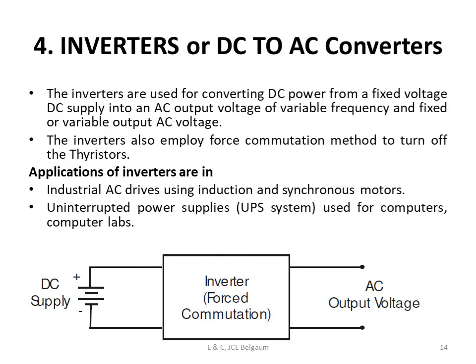So next are the inverters, or DC to AC converters. The inverters are basically used for converting DC power from a fixed voltage DC supply to an AC. We all have inverters at home, or many of us have. And what does an inverter do? When the power supply goes, it starts giving power to the loads that are connected inside our house. So your TV or lamps or fans will still continue to work.